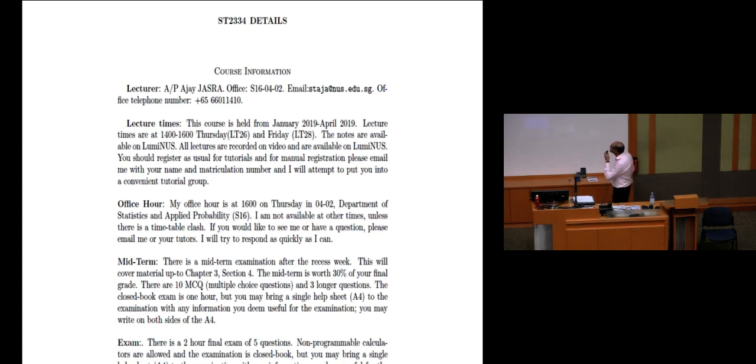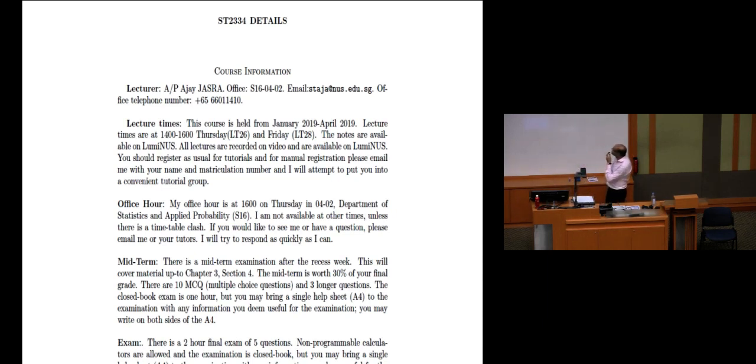Okay, so let's make a start of ST2334. This is lecture group 2. All the lecture notes, materials, question sheets, and so on are on this new system, LUMI-NUS. This course is essentially almost identical in content to the other 2 lecture groups. The notes are the same, it's just mild variations in the delivery of the notes.